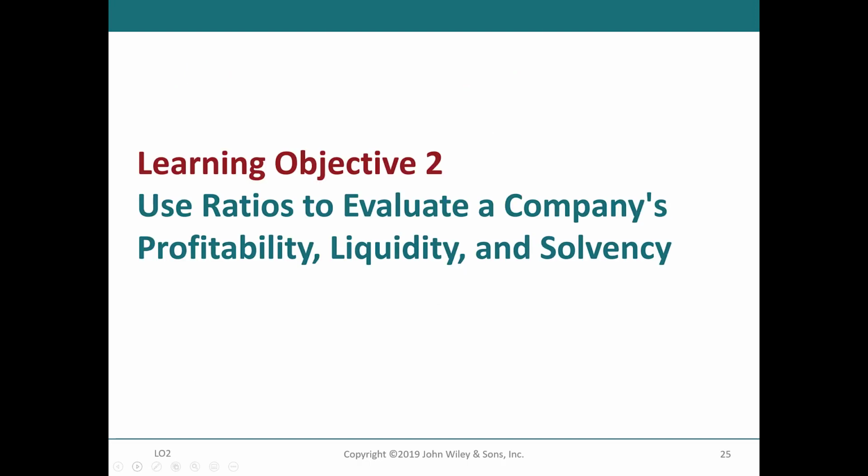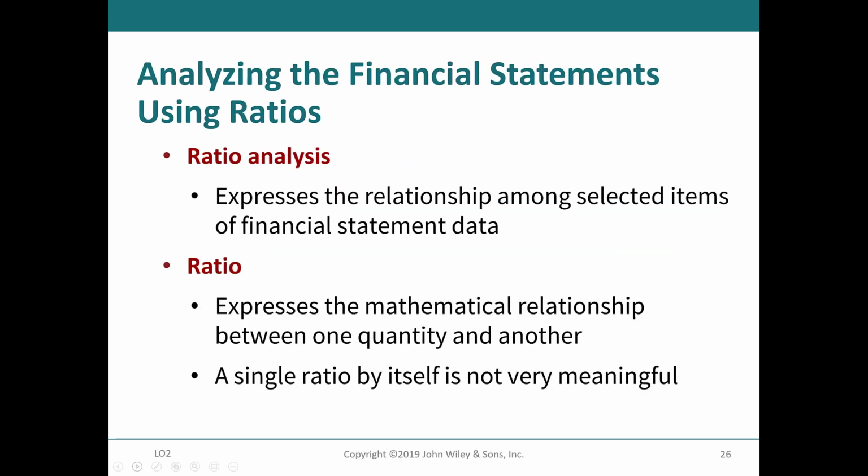Okay, learning objective 2. Use ratios to evaluate a company's profitability, liquidity, and solvency. All right, analyzing the financial statements using ratios. Ratio analysis expresses the relationship among selected items of financial statement data. Okay, so you're expressing the relationship among the selected items. The ratio helps you to be able to discern or understand the relationship between items, right? It helps you to know how sick or how well a company is.